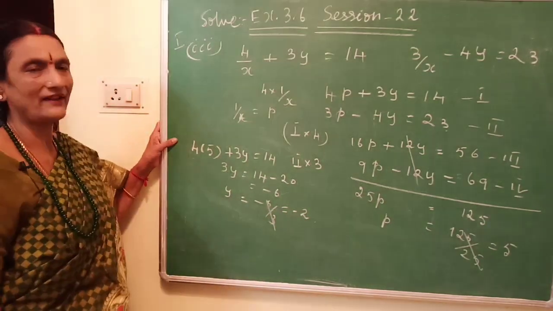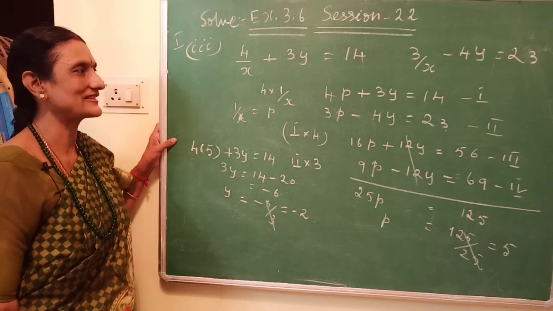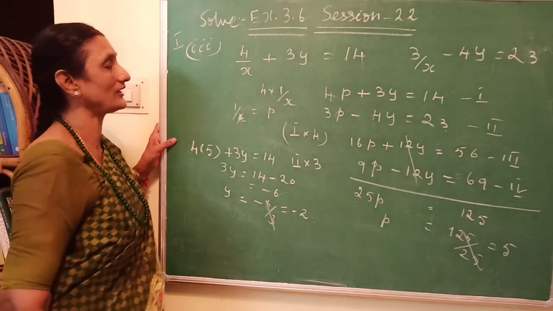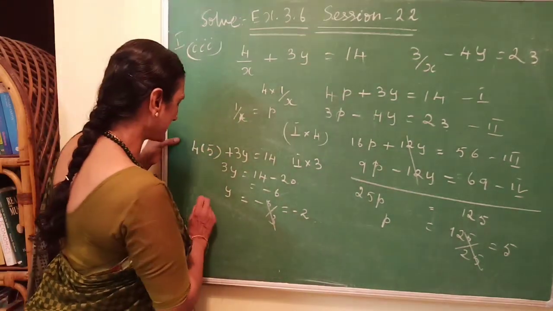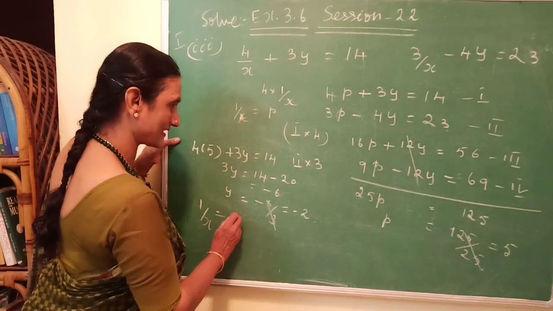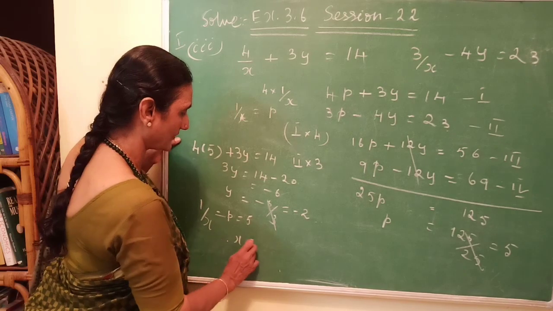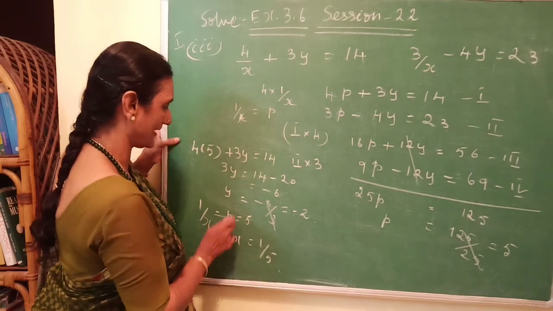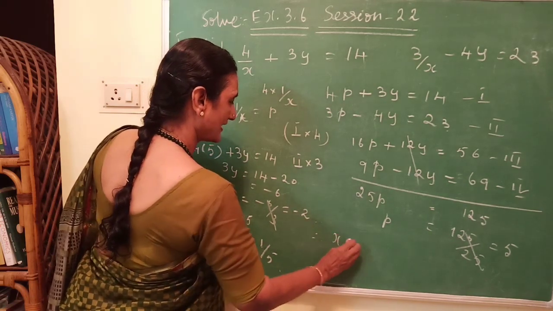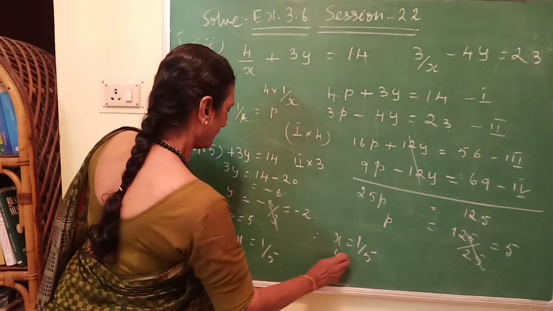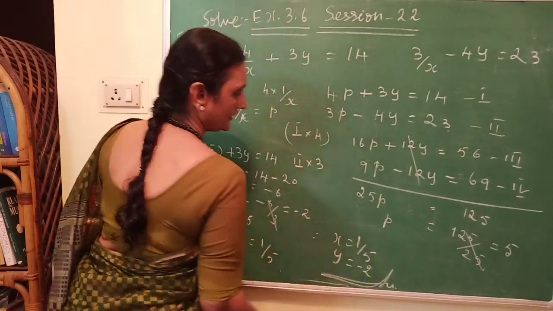Now here the p value is the assumed value. It is not the original x. So in order to get x value, what you should do? Should go for this substitution. So 1 by x is equal to, we have substituted as p, which is equal to 5. Therefore x is equal to 1 by 5, reciprocal of that. Correct? Therefore the final solution is x is equal to 1 by 5 and y is equal to minus 2. These are the final solutions. You should look at it.